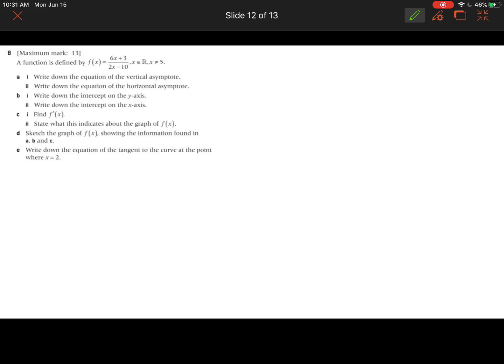Maximum mark 13. A function is defined by f of x is equal to 6x plus 3 over 2x minus 10, where x is a real number and not the number 5. Write down the equation of the vertical asymptote. Write down the equation of the horizontal asymptote. For our vertical asymptote, we're going to set our denominator equal to 0. 2x minus 10 equals 0. x equals 5 is the vertical asymptote. For a horizontal asymptote, I'm going to look at the ratio of the leading coefficients. And y is equal to 6 over 2 equals 3 is my horizontal asymptote.